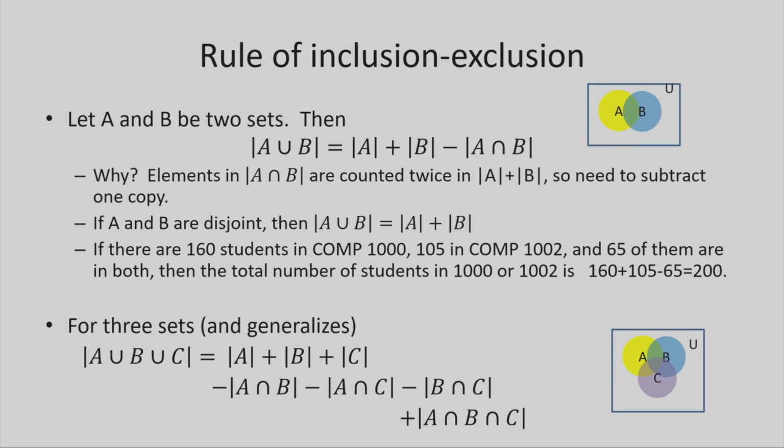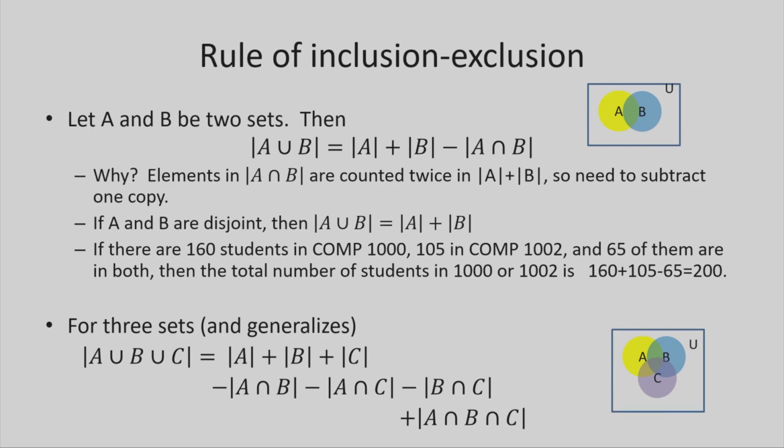So this applies not just to 2 sets, it applies to 3 sets, 4 sets, and so on. The formula does get a little bit more complicated. So let's look at this diagram and figure it out. Suppose we now have 3 classes, for example, 1000, 1001, and 1002. Some students are taking all 3, some are taking 2 of them, some are taking only 1. How do we find out how many students are enrolled in any of those 3 first-year courses? Well, we sum up the number of students in each of those courses, and some students we counted twice, some students we counted 3 times.